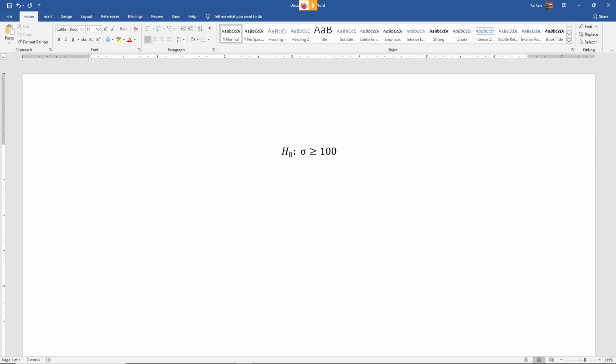And then the alternative is going to be less than 100. The second one could be a claim, maybe not. So instead of talking about the mean being bigger than or less than 100, or the proportion being bigger than or less than, now we talk about the variance or the standard deviation. And the problems are going to be very similar to that.